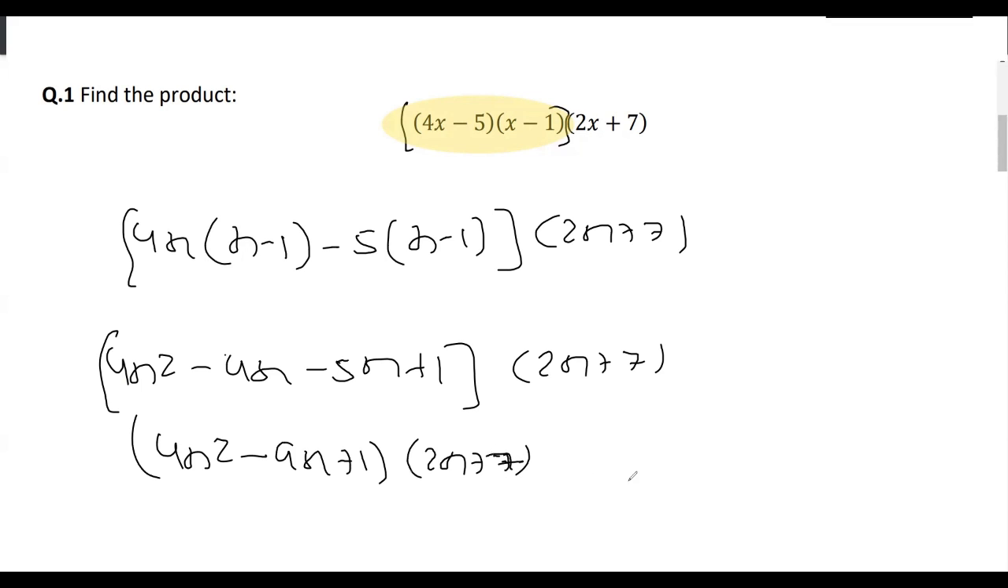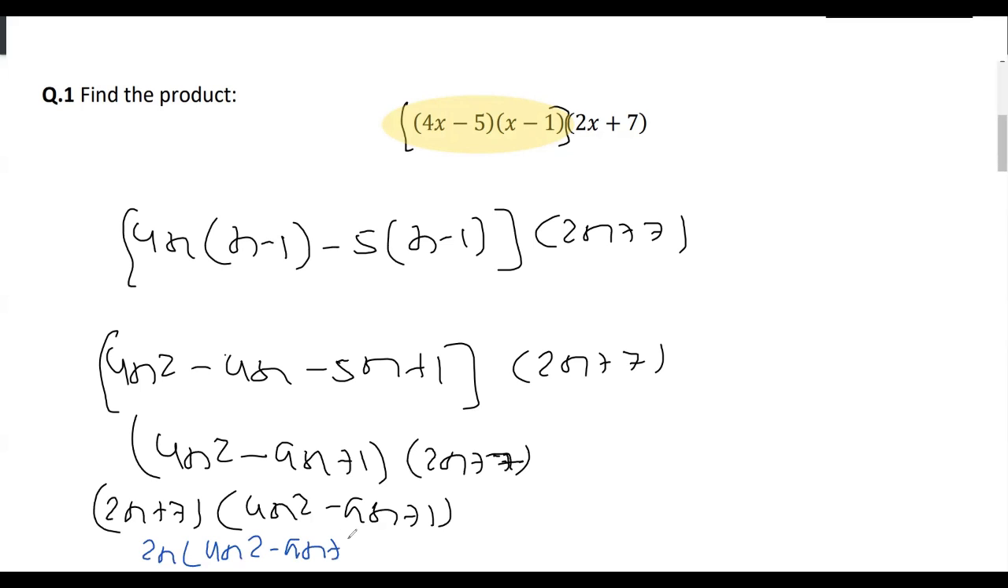Now, once again, we are going to apply the distributive property. Before multiplication, we can do one thing. We can write this 2x, because this is a monomial, and binomial. If you write binomial first and then the trinomial, same way, we are going to apply the distributive property. So first I'll multiply this 2x with this whole thing, that is 4x square minus 9x plus 1, and then positive 7 multiplied by 4x square minus 9x plus 1.